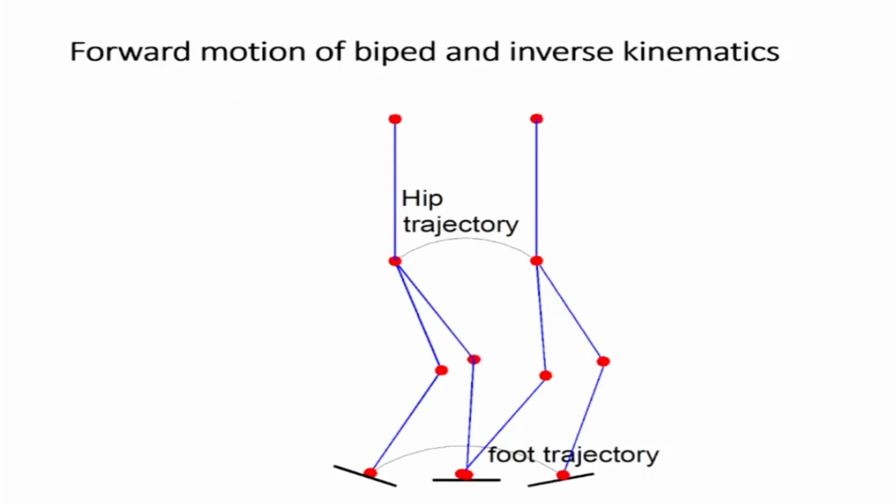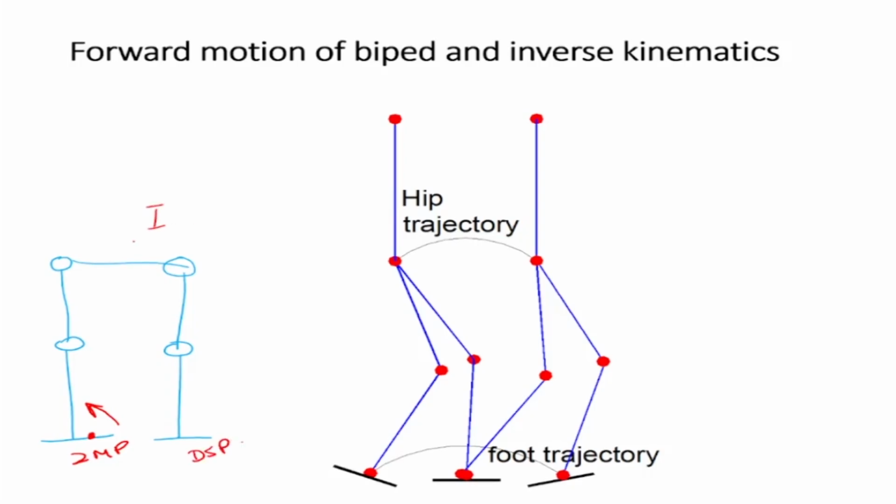Now let us look at the kinematics. In terms of kinematics, if I draw the front view again, this is my front view. In terms of the front view, the robot has to bend on one side, which will mean that the zero moment point is coming on the foot on the ground. This is in DSP. So the first thing it has to do is to bend on one side.